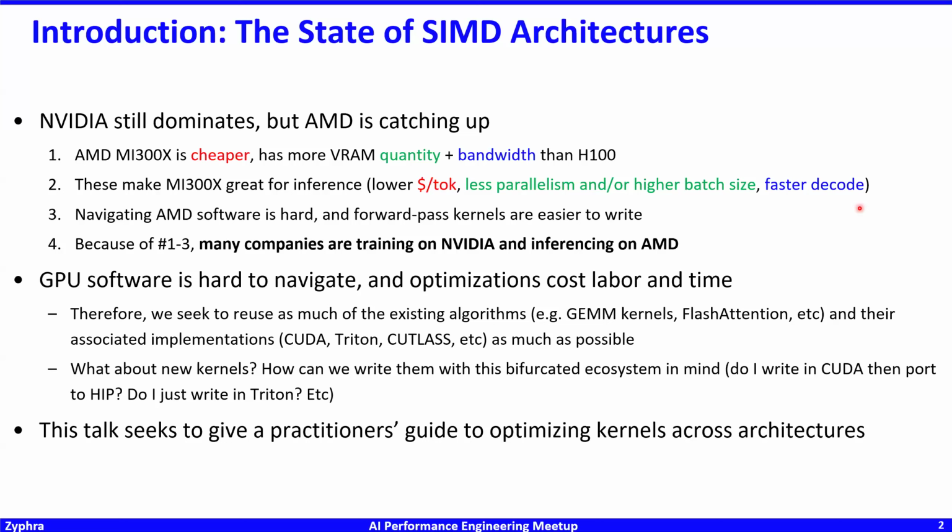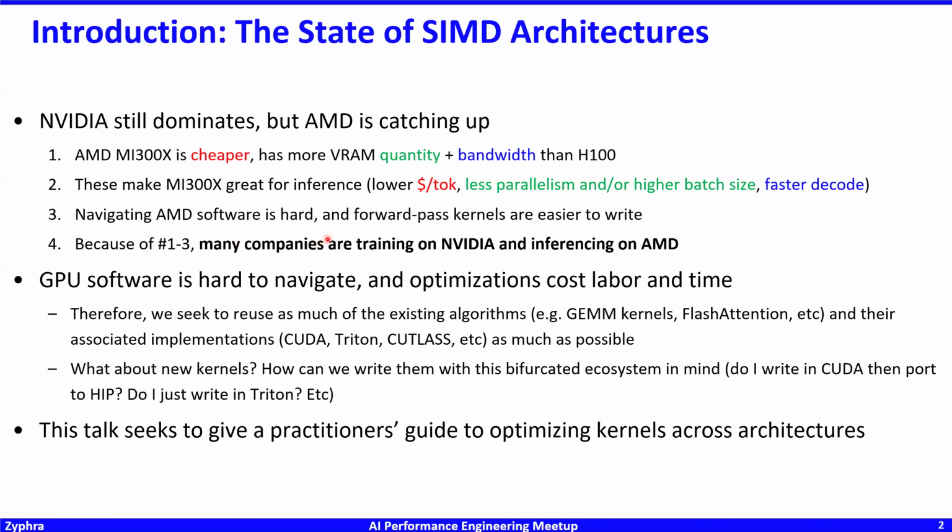And all of these together means that a lot of companies are sort of doing this. They train on NVIDIA and then they inference on AMD. So a lot of companies fall into this bucket. For example, Meta does all of their Llama inference on AMD GPUs. xAI does a lot of their inference. I think companies like Microsoft are starting to move to these sort of things.